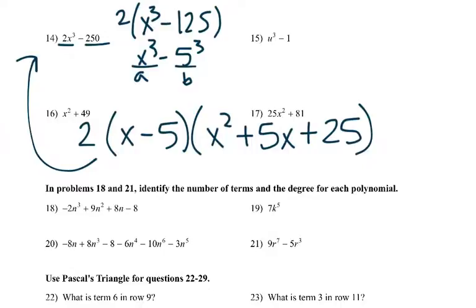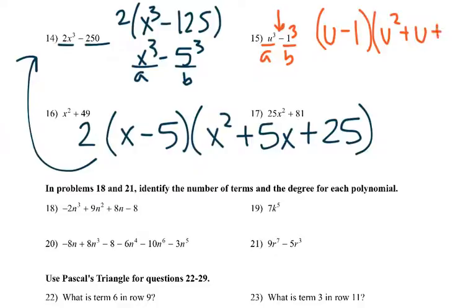Okay. 15, we've got the minus for the cubes, so there's a, that would be 1 cubed, would be 1, so there's my b. So I go a minus b, so u minus 1 times u squared plus 1u plus 1 squared. Okay, and that's all I have to do.